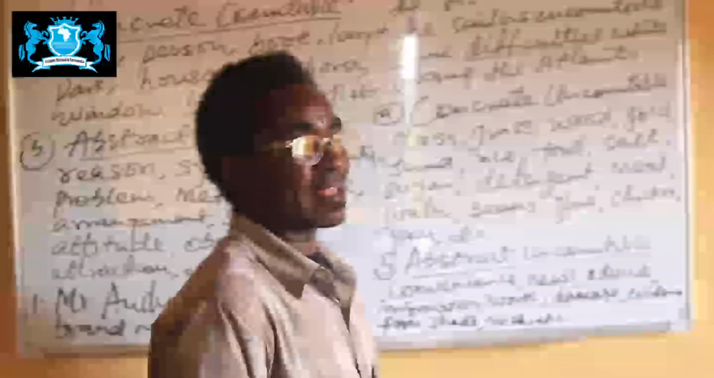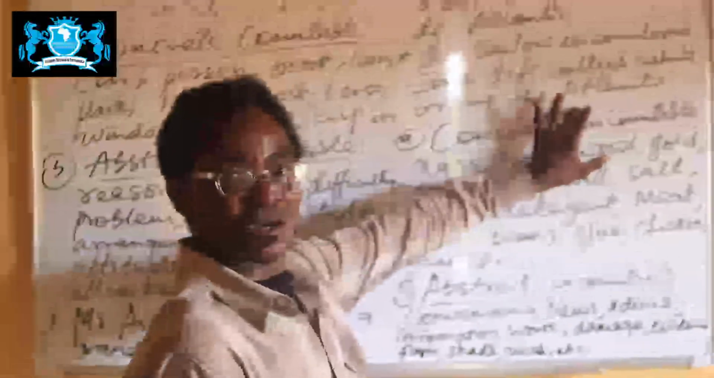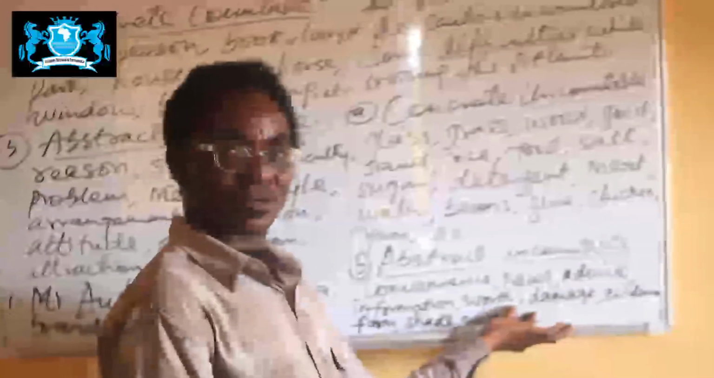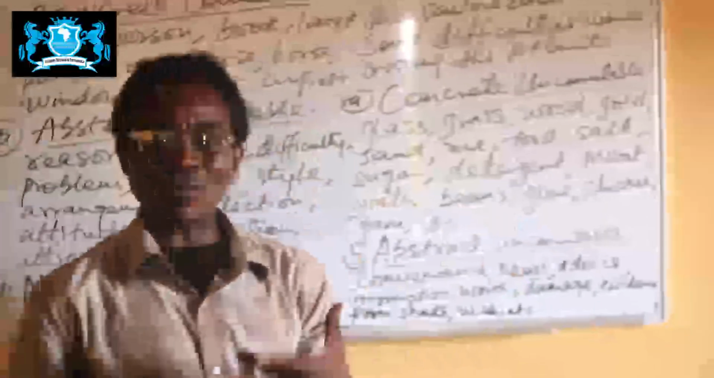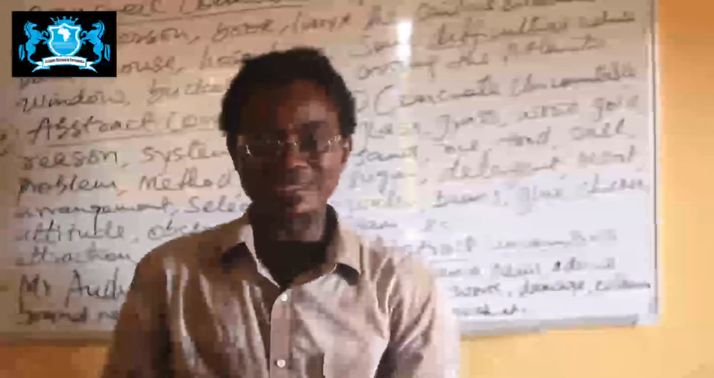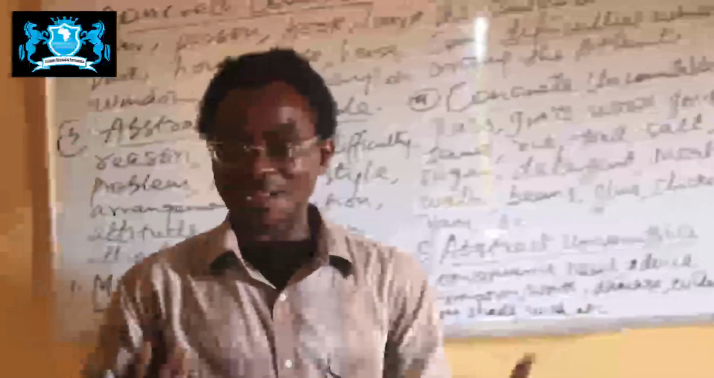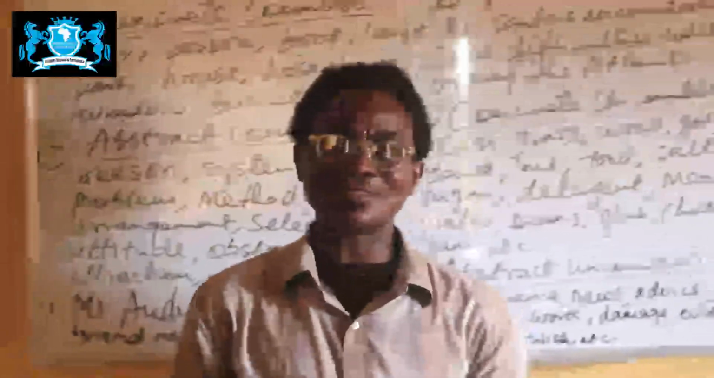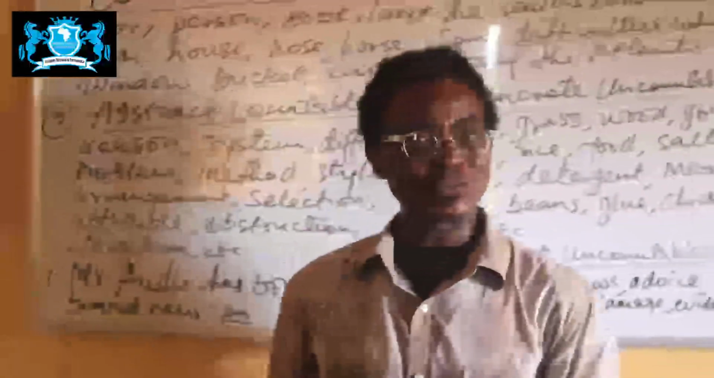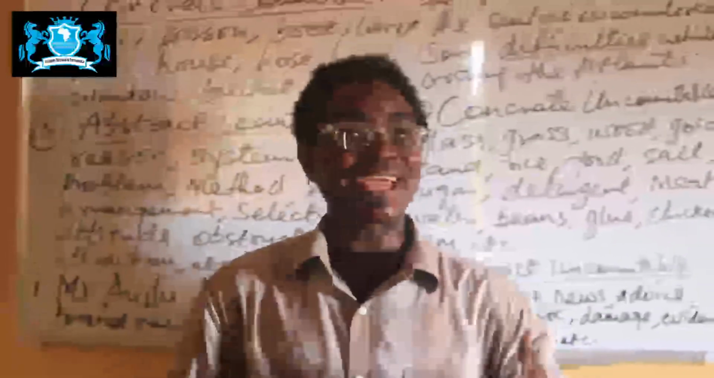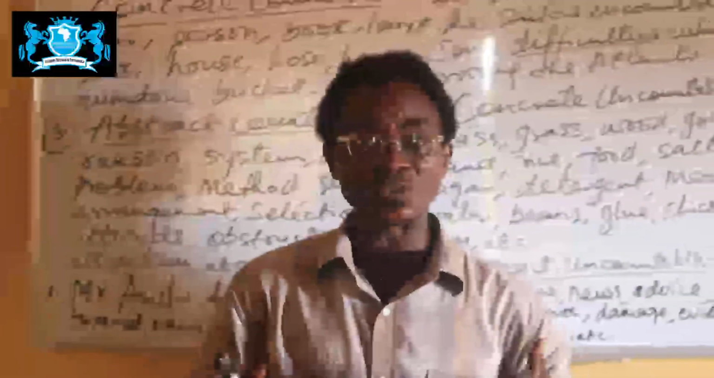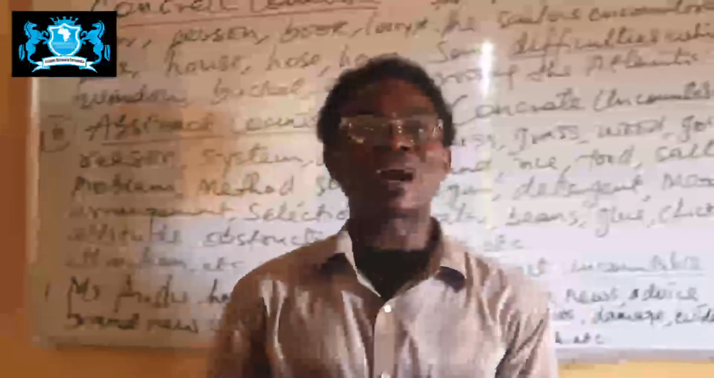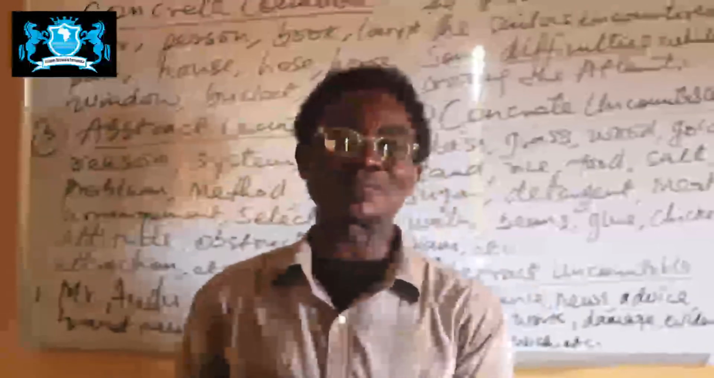And as we can see, there are concrete uncountable nouns and then abstract uncountable nouns. But there's something I want to help you understand generally about uncountable nouns before we go on. The uncountable nouns are the most difficult set of nouns in the English language to use. In fact, people never get perfect in making use of uncountable nouns. The reason is because there are many nouns that go by the name uncountable.